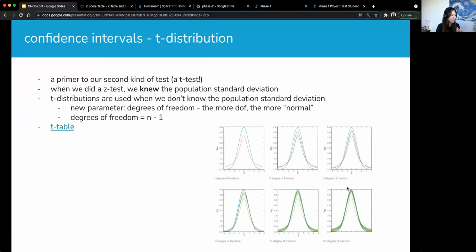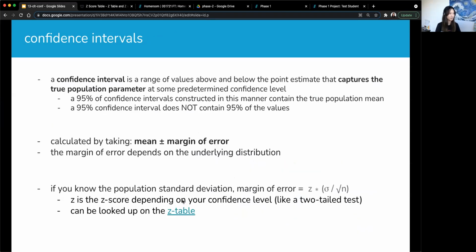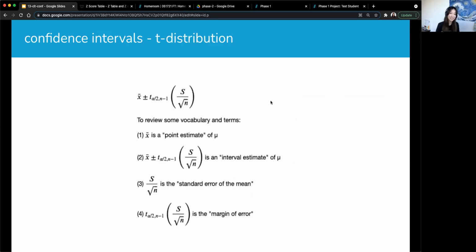All right, so that's our t-table. And then also, this is just how you calculate a confidence interval for a t-distribution. You can see here, it's just the sample mean plus minus the margin of error, which is calculated slightly differently.